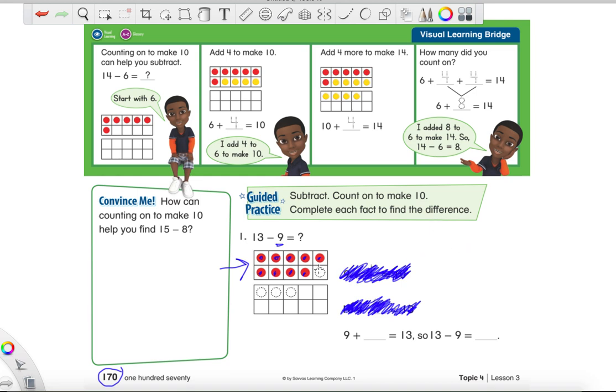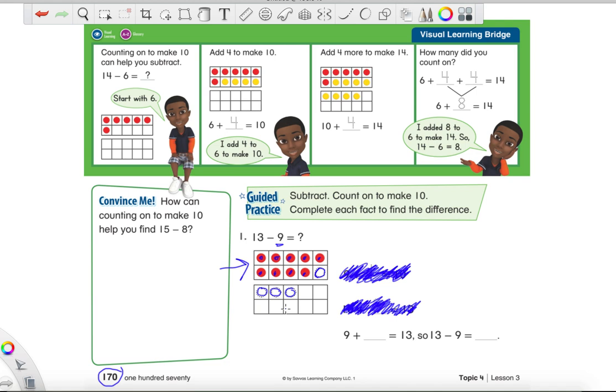So we have 9. What number comes after 9? Well, it's the number 10. Trace that circle. What comes after 10? 11. What comes after 11? 12. What comes after 12? 13. And we reach 13. So we stop. Okay? Because we count all the way up to 13.